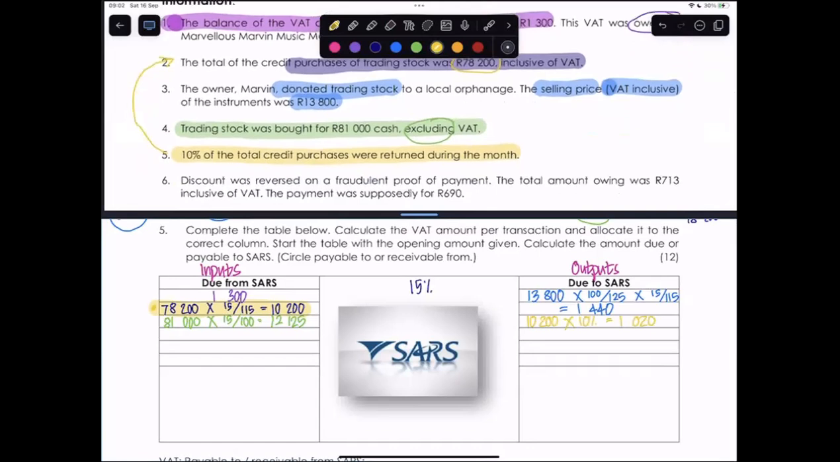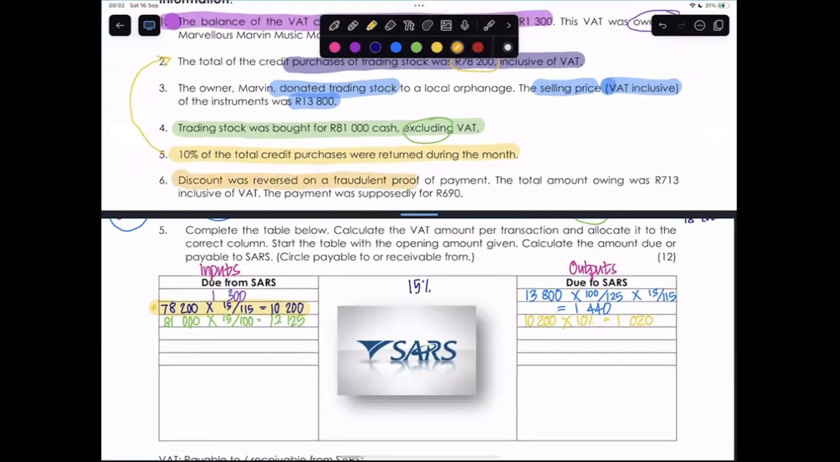Discount was reversed on a fraudulent proof of payment. So this simply means that in this case, somebody had said that they had paid, but for some reason they actually hadn't. And so therefore we would need to reverse the discount, because we'd originally given them a discount thinking that they'd been good, wonderful customers, but they weren't. So obviously then they are not entitled to getting that discount.